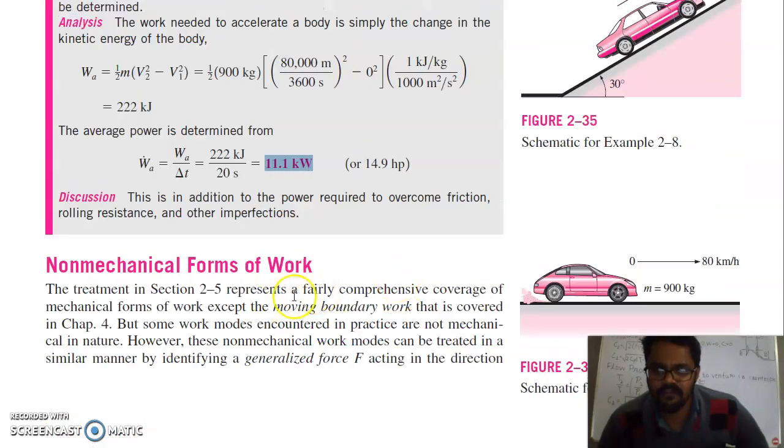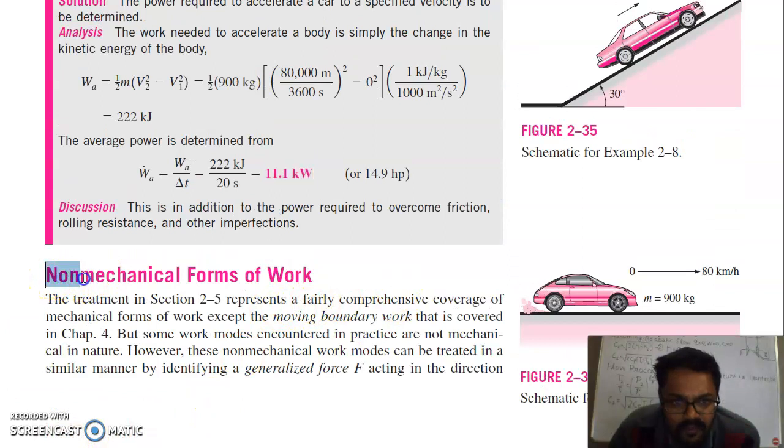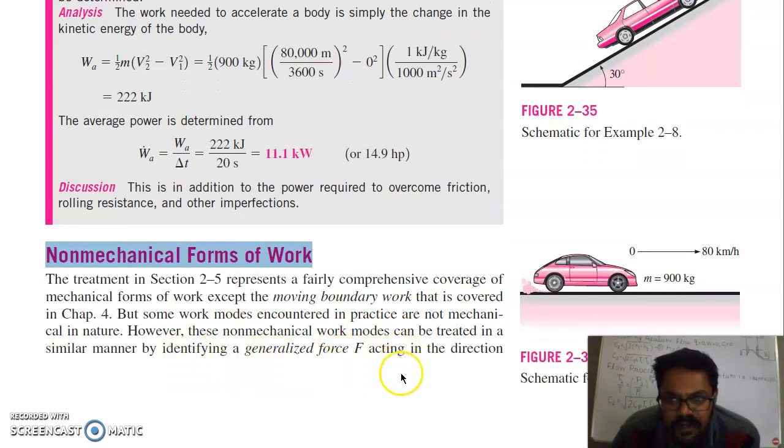Next is the non-mechanical form of work. There is another form of work, that is the non-mechanical form of work. The treatment in sections 2 to 5 represents a fairly comprehensive coverage of mechanical forms of work, except the moving boundary work, which is covered in chapter 4. But some work modes encountered in practice are not mechanical. However, the non-mechanical work modes can be treated in a similar manner, identifying a general force acting in a direction of generalized displacement.